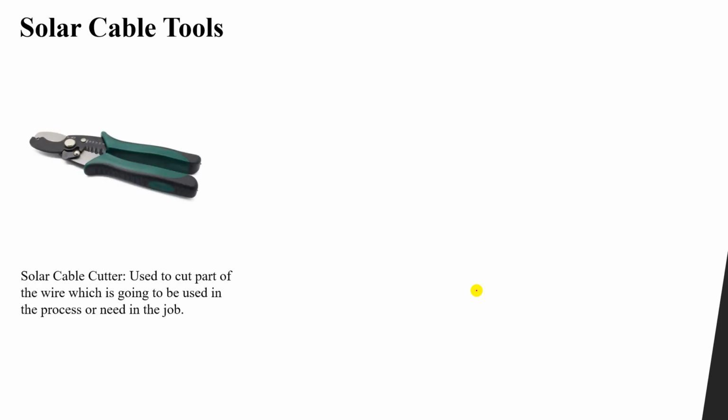So what are the tools we are going to use to connect two panels or more together? First we have the solar cable cutter. What is the function of this? It is used to cut a part of the wire. Remember that we have a large long wire, so we are going to just take a part of it. So how can I cut just a part of it? Using this tool which is called the solar cable cutter.